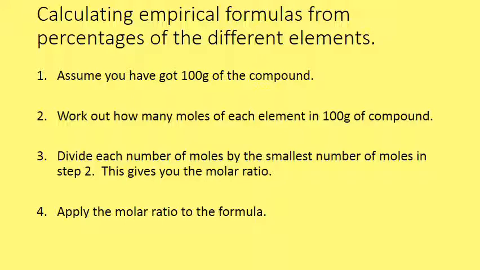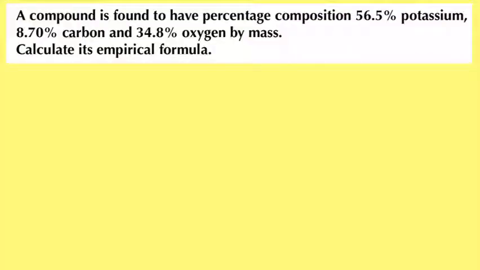I think it'll become clearer once we've had a look at an example or 2. So let's do so. Okay, so here's our worked example. Let's read it carefully. A compound is found to have percentage composition 56.5% potassium, 8.70% carbon, and 34.8% oxygen by mass. We're to calculate its empirical formula.